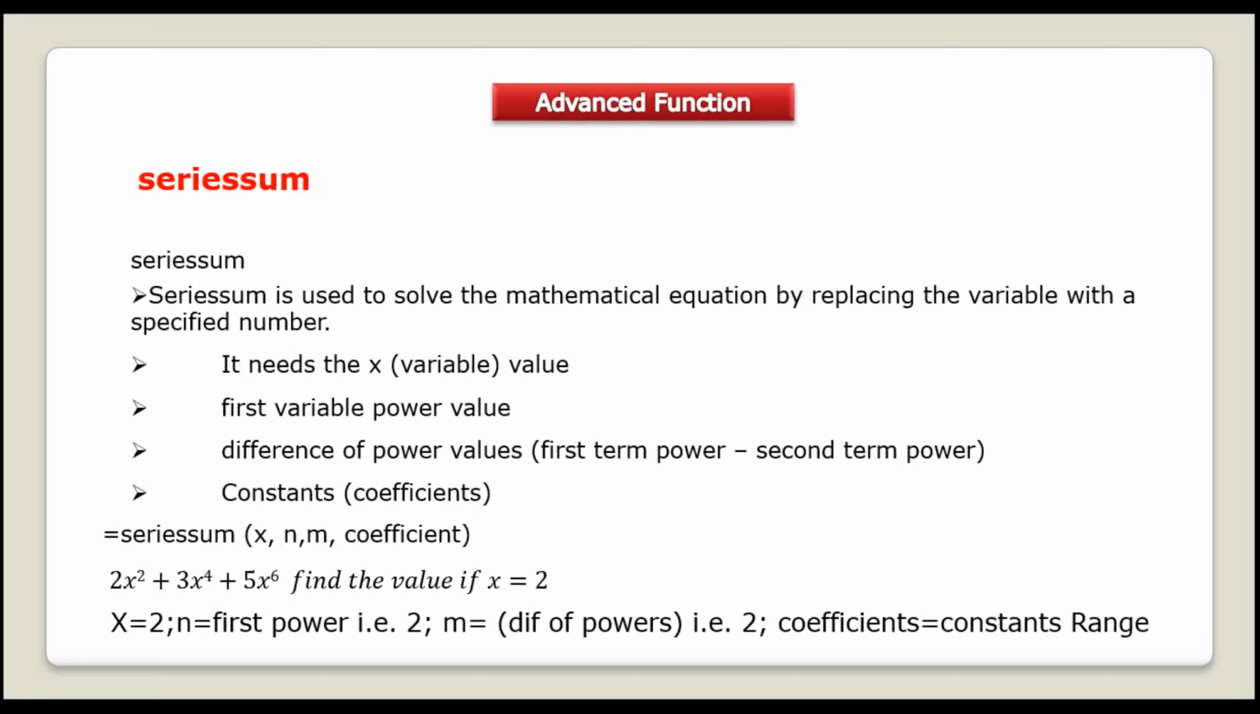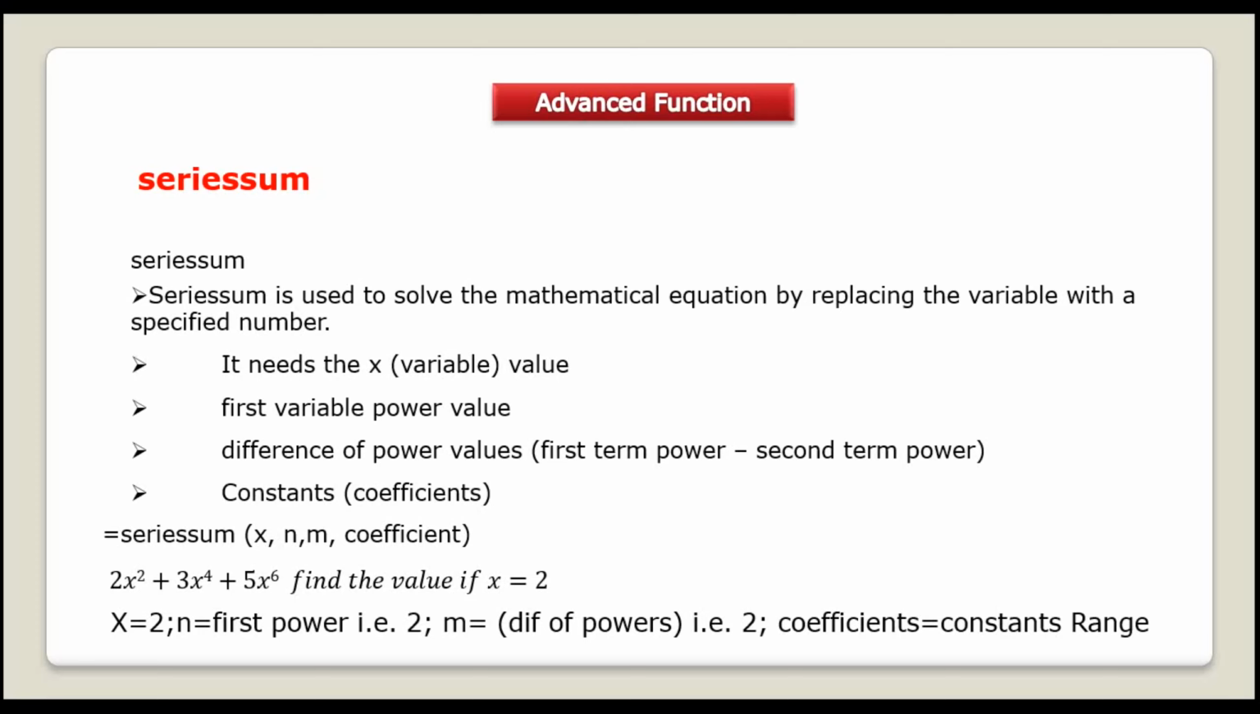It needs 4 arguments. Number 1 is x, which is called the variable value. Secondly, it requires the power value, the first power value. Then thirdly, it requires the difference of power values, meaning the second power value minus the first power value. Like that, it needs the difference of the power values. Then the constants. What are the constants given in the equation? They are coefficients. The coefficients are also required.